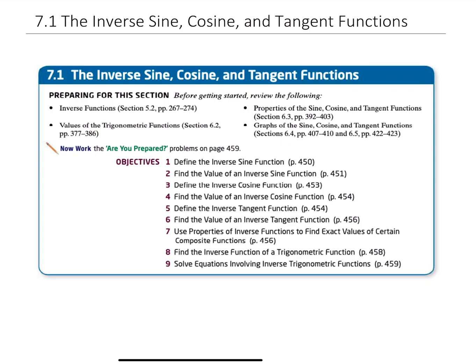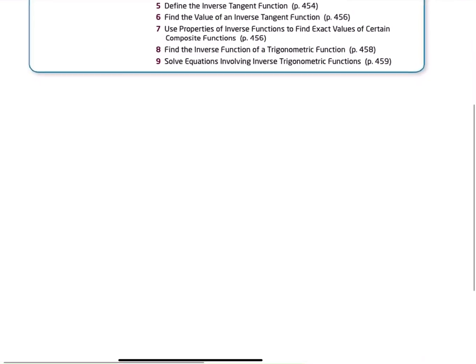In this video, we're covering section 7.1 on the inverse sine, cosine, and tangent functions. So we've been spending a lot of time working with trigonometric functions and their properties, and we'll also see that these functions have inverses with specific properties as well. So I want to first go over a few attributes of inverse functions, just as a brief review.